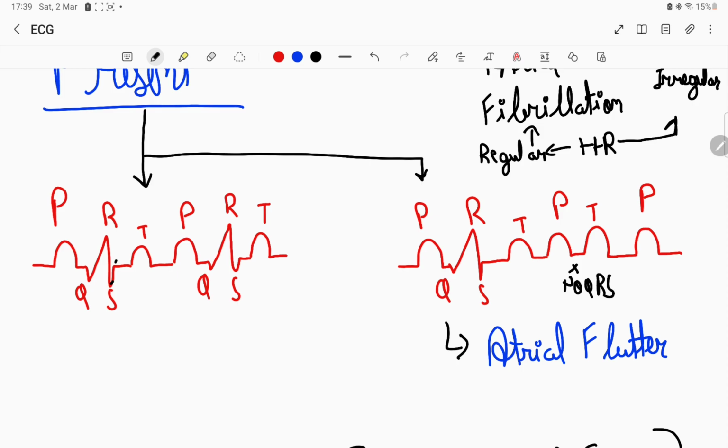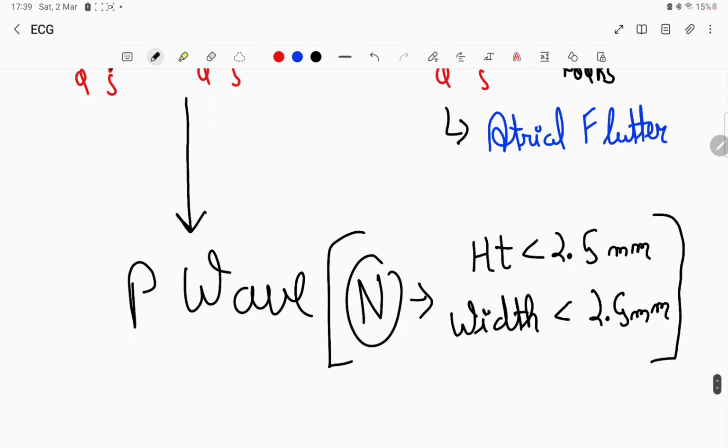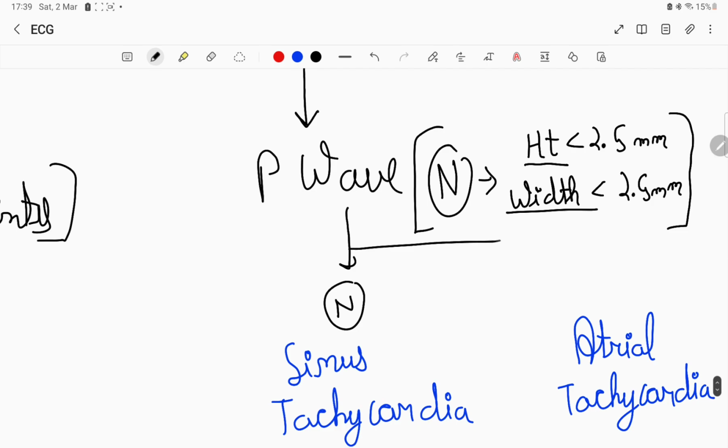If each P wave is followed by a QRS complex, then we need to look at the morphology of P wave. We all know that a normal P wave measures less than 2.5 mm both in height and width. So if the morphology of P wave is normal, then the patient is having sinus tachycardia, and if the morphology of P wave is abnormal, then the patient is having atrial tachycardia.